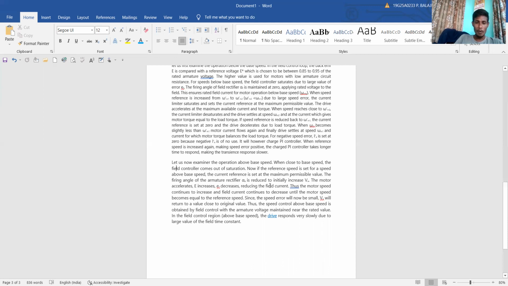Above base speed, the drive response is very slow due to the large value of the field time constant.